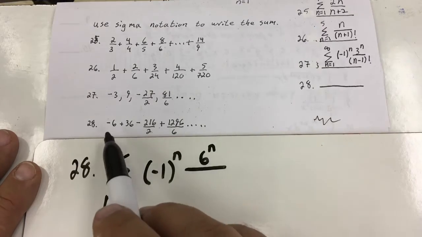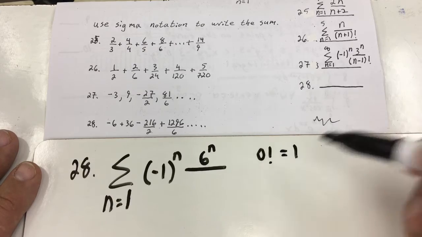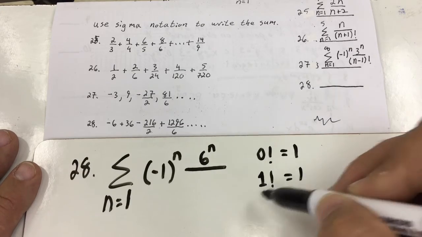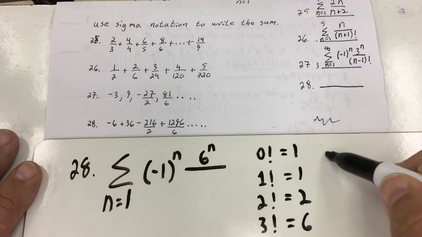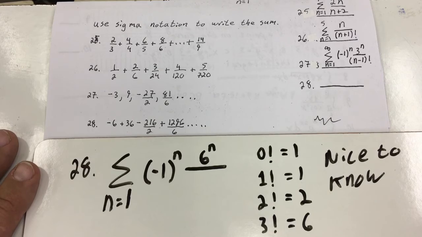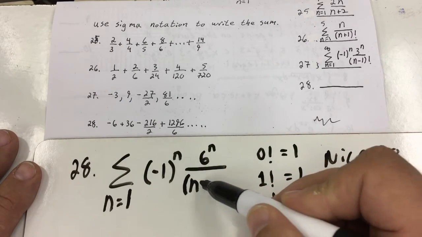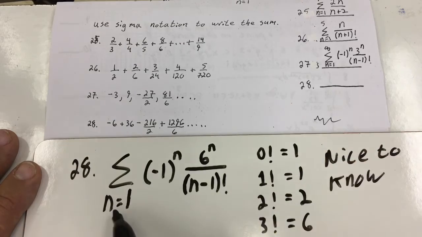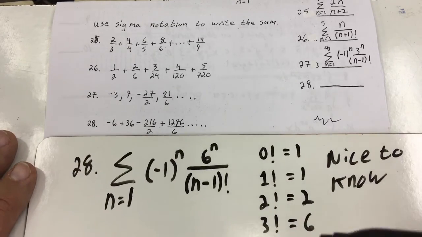I believe it is. And notice again, I have over 1, over 1, over 2, over 6. These are factorials. 0 factorial equals 1. 1 factorial equals 1. And then 2 factorial equals 2. 3 factorial equals 6. And these are nice to know, just so you can see that that's going to be a factorial on the bottom. Now I need to start with 0 factorial. And once again, that's going to give me the n minus 1 factorial. And when I plug in the 1, it gives me a 0. When I plug in the 2, that gives me a 1. When I plug in the 3, that gives me a 2. So on and so forth.